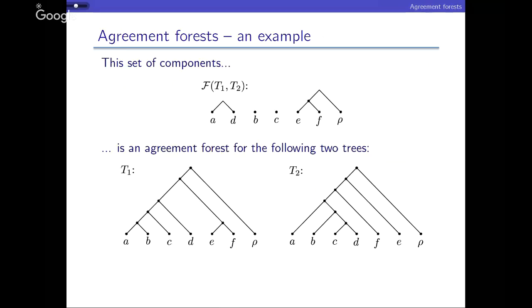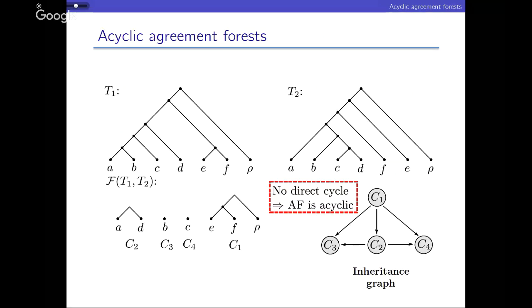So this is an agreement forest for these two trees, but in our model, we focused on a subcategory of agreement forest that is called an acyclic agreement forest. So suppose that we have T1 and T2 again, and an agreement forest for these two trees. What we do is that we construct something that is called an inheritance graph. And this inheritance graph is a graph that has a node for each component.